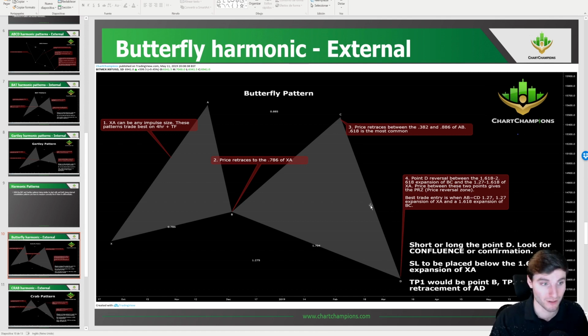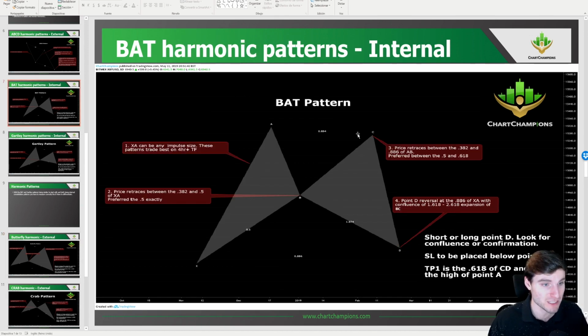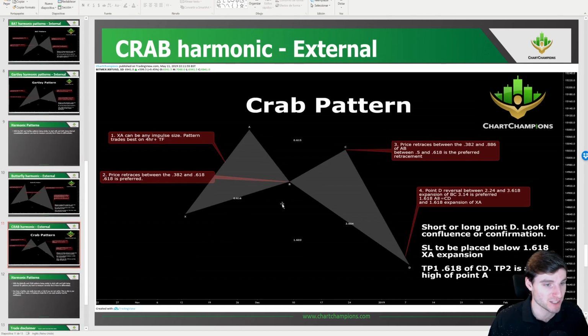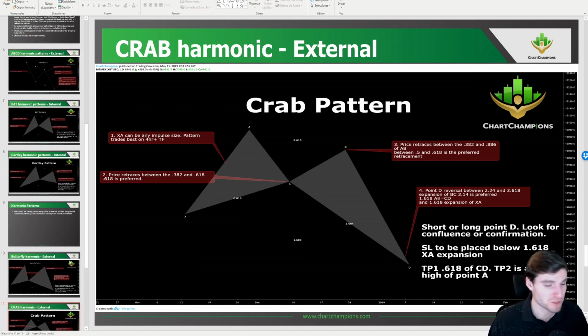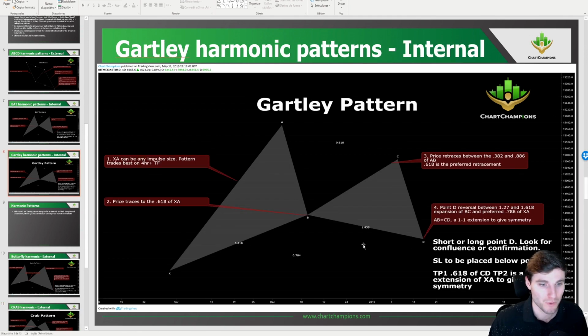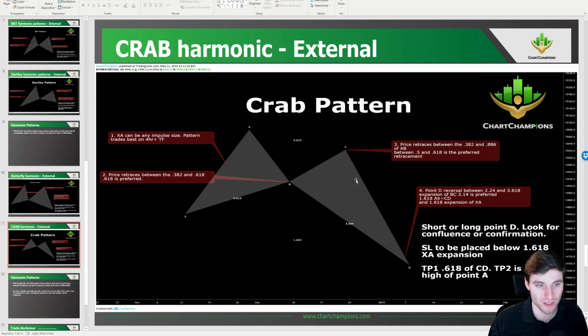What you might notice is that, for example, the bat here can easily turn into the crab. So this is why you have to be a little bit careful, because they start off very similar. For example, this could be a Gartley 618, and then it could turn into a crab. This is why you have to see confluence when you're longing the D, because otherwise you could long D here and then it turns into a crab, and you're like, oh, what the hell, I just longed here. That's why you need to see confluence.